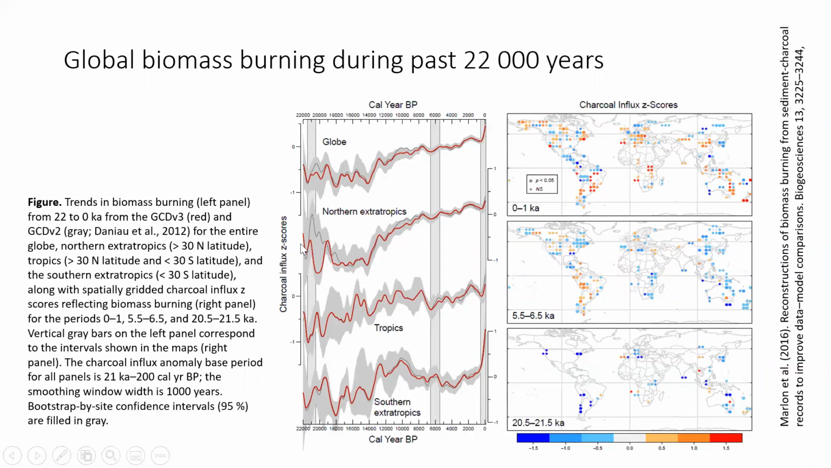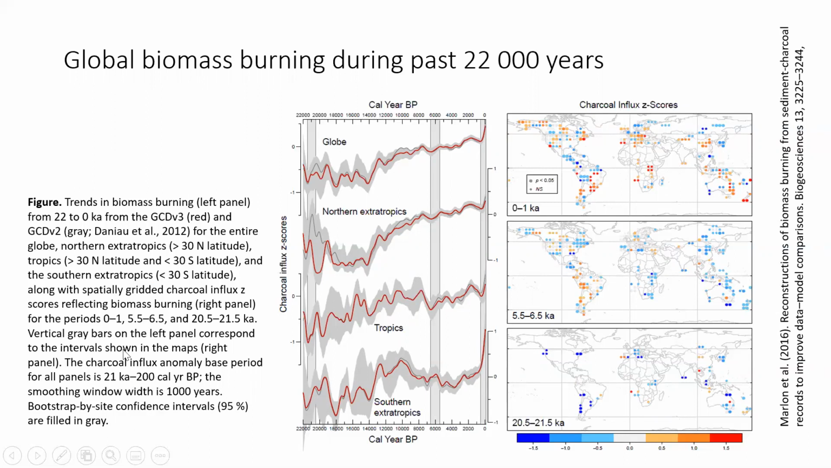During the last glaciation, especially in northern areas, the biomass burning was low because most of the northern areas were covered by ice, but we can see quite a steady increase, and especially during the last 500 years, there's been a clear increase in the fires. And also here, this is showing the anomaly from an average value, which is calculated from pre-industrial times. So the base period is from 21,000 years to 200 years ago.